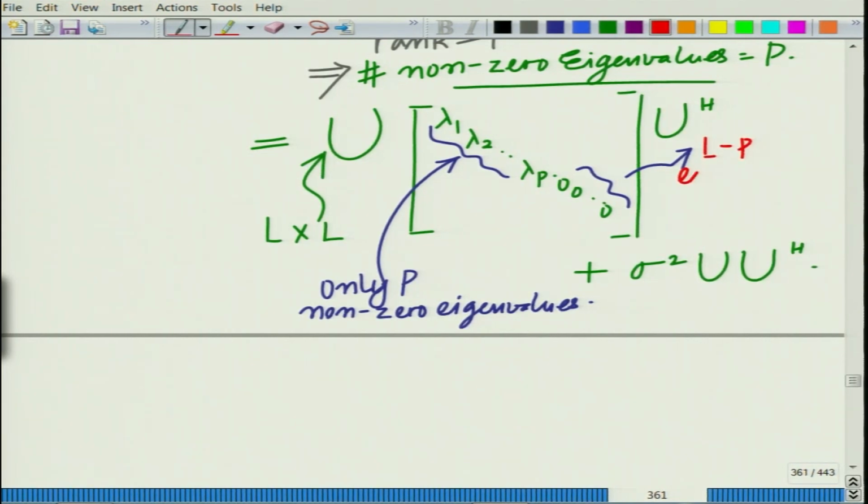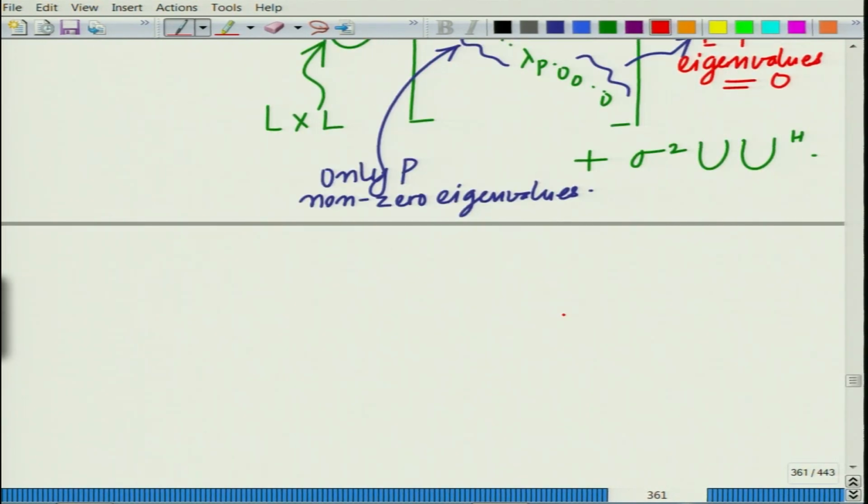L minus p eigenvalues equal to 0. Now, further, if you look at these eigenvectors, remember the eigenvectors of a positive semi-definite matrix are orthonormal. I can find an orthonormal set of eigenvectors. Therefore, the matrix U will be such that U Hermitian U equals U U Hermitian equals identity. So, U is a unitary matrix.